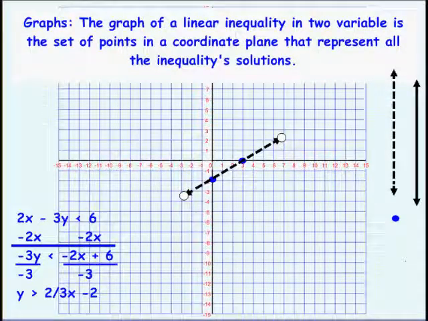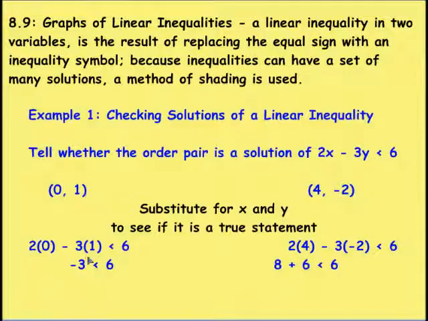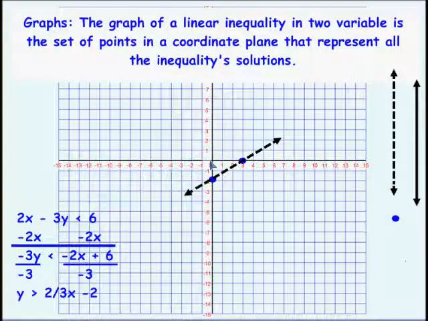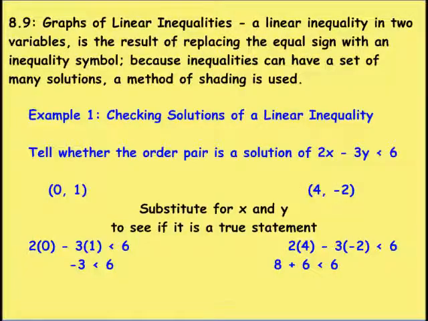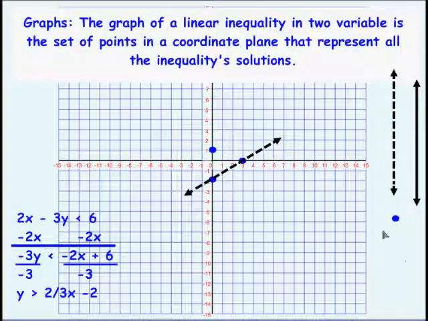So if we go back to our solutions that we had here, (0, 1) would be right here. So I'll go ahead and put a point there. And we said that one was a solution. The other point that we tested was (4, negative 2). So if I go to 4 over and down 2, this is not part of the solution.